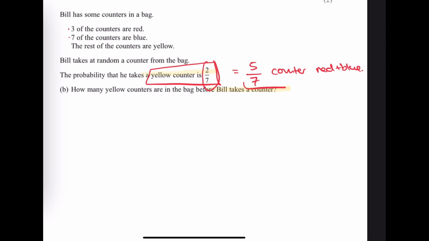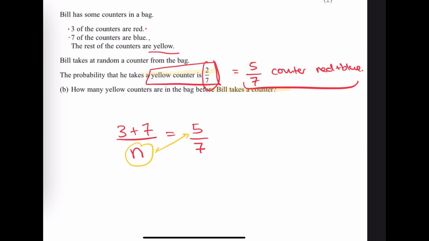So because now we know that it's 5 over 7 to get a counter that's red or blue, we are going to try and make an equation out of this. So we know overall there are 3 plus 7 counters of red and blue, over n, which is the overall amount of counters in this bag. We say n because we don't actually know how many counters are yellow, so we can't put a figure. And that is the same as 5 over 7.